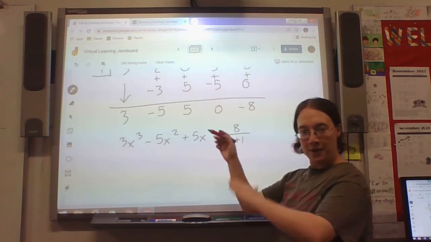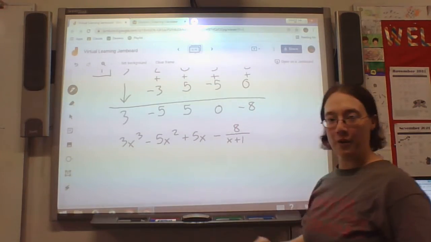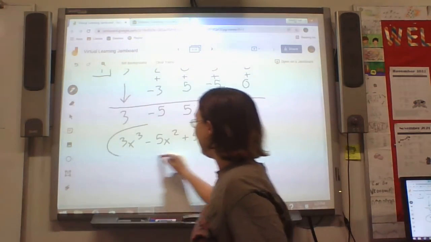So if you left that 0 term off there, that's fine. If you went ahead and stuck a plus 0 in there, that's okay. Not a difference.